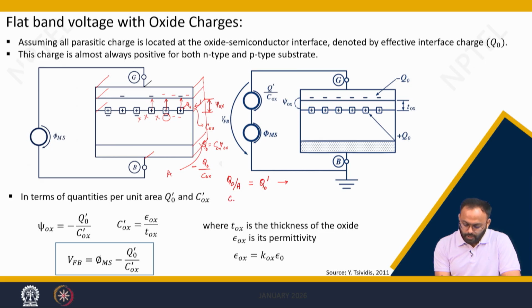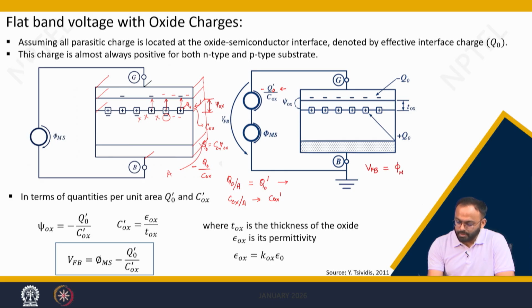Similarly, to satisfy the equation, we need to take C ox per unit area, which is C ox dash. By this argument, we can connect a battery with a value of minus Q naught dash by C ox dash externally such that there is no charge coming into the semiconductor. This value of potential needs to be added in the definition of flat band voltage. So in general, the flat band voltage is given by phi ms minus Q naught dash divided by C ox dash. This is the overall definition of flat band voltage.